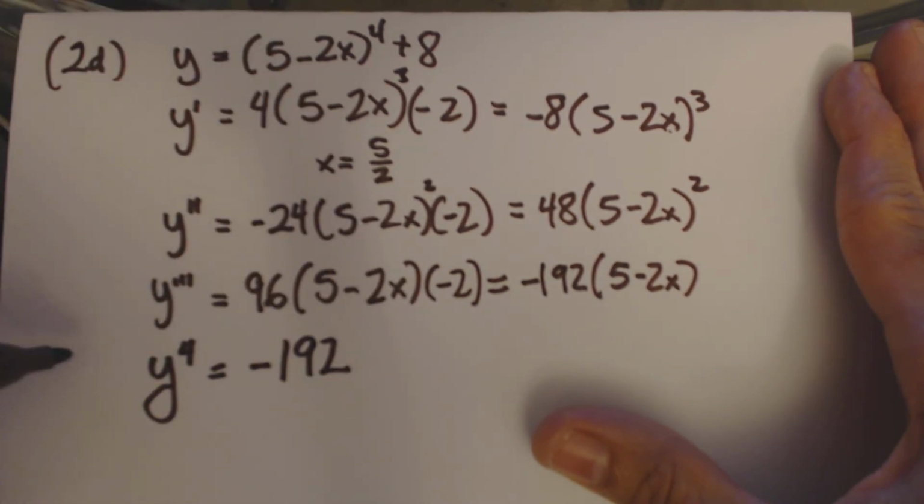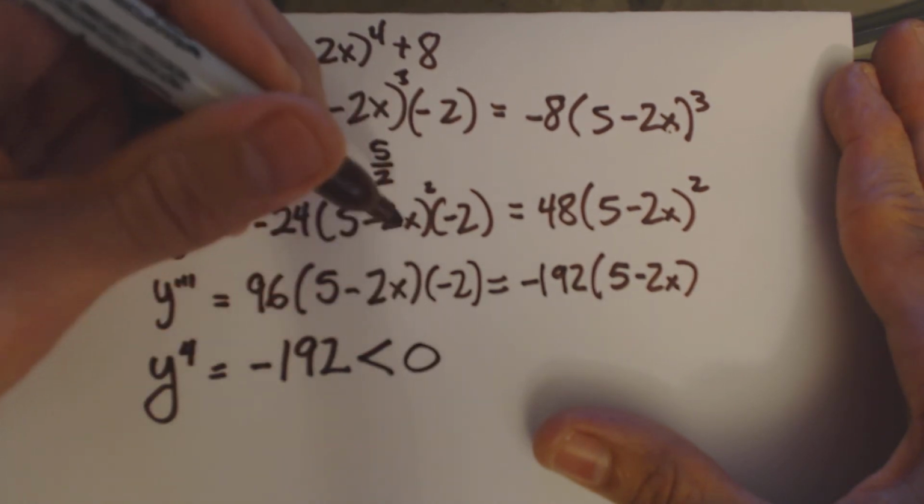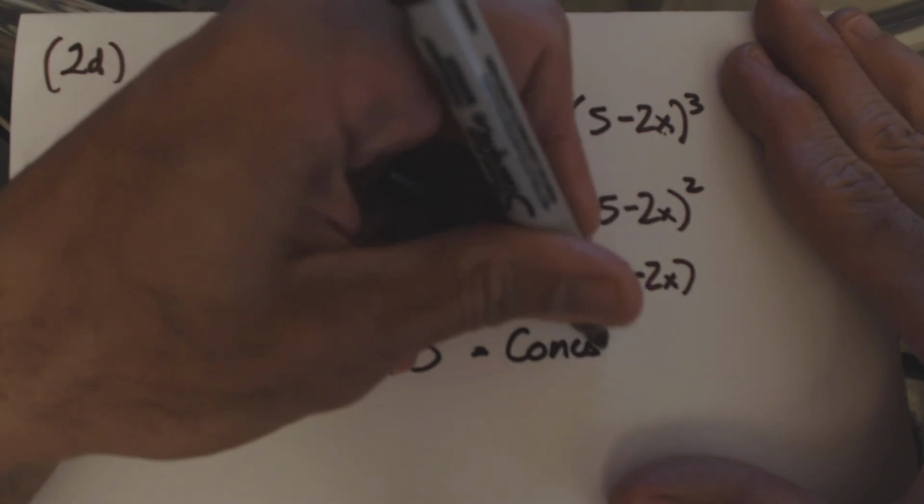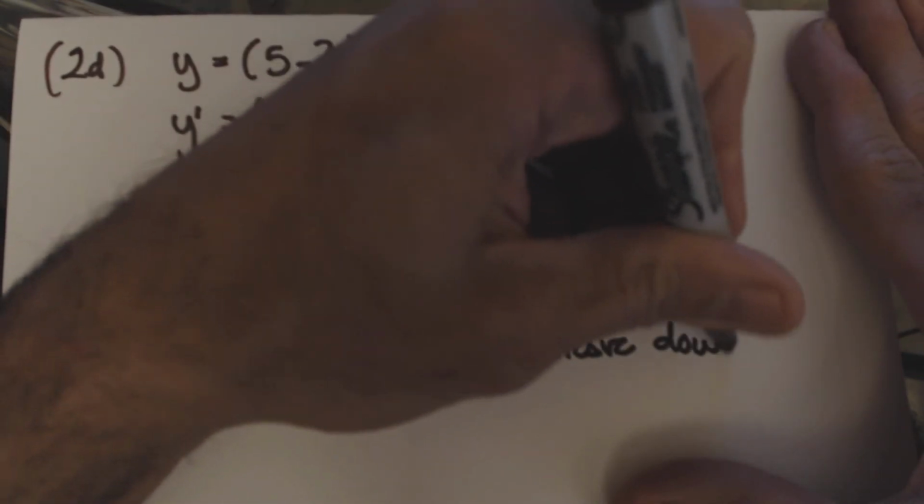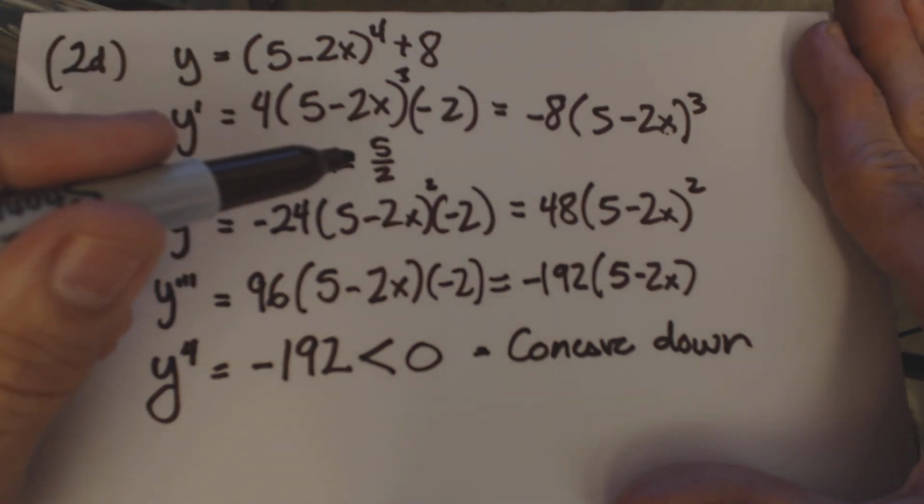The fourth derivative is even, so what we can say, because this value is less than 0, negative, is that the function is going to be concave down. And at the value of 5 halves, we're going to get a relative maximum.